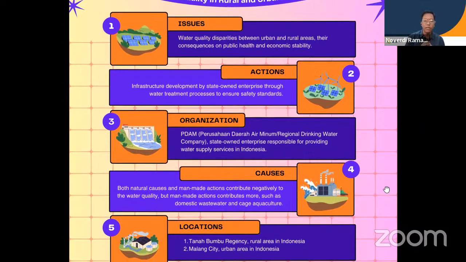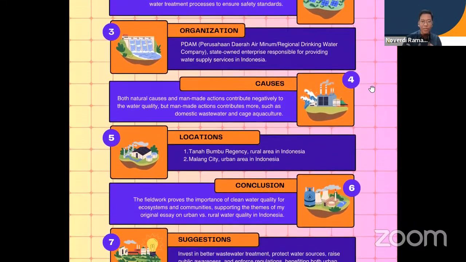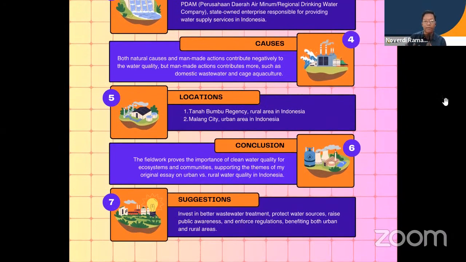And the causes in Indonesia are also really similar to the ones that we found in the fieldwork in Malaysia. So it is both natural causes and also man-made actions which contribute negatively to the water quality, especially in the urban area, where man-made actions contribute more, such as domestic wastewater, and also cage aquaculture in the rural area. And the locations I personally took were one rural area and one urban area in Indonesia.